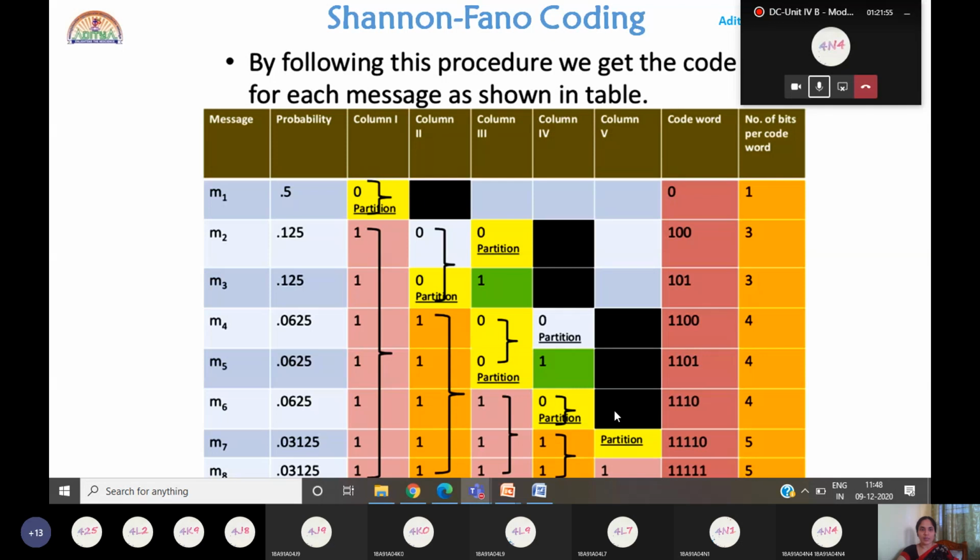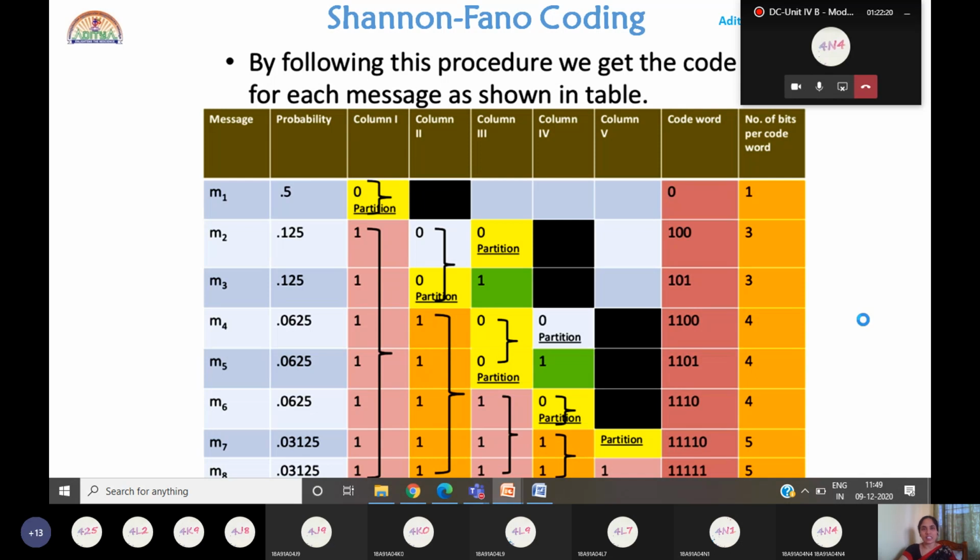So for M6, M7, the first 3 bits are 111. And for M8 and M7, the first 4 bits are 4 ones followed by 0 or 1. Like this, the code words are not unique. If you observe M7 and M8, the first 4 bits are common to M7 and M8.